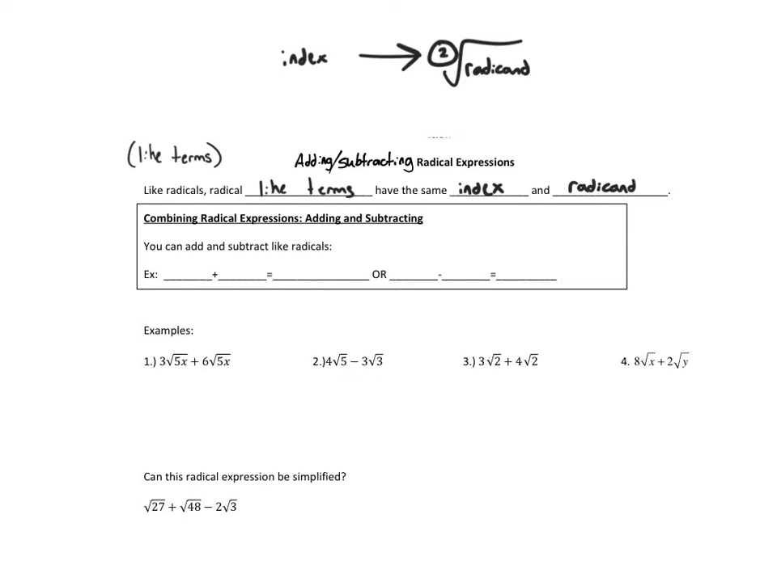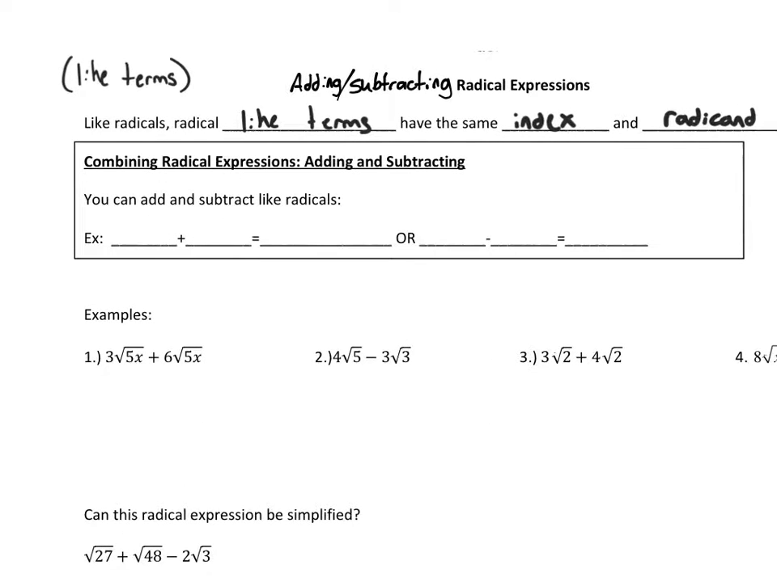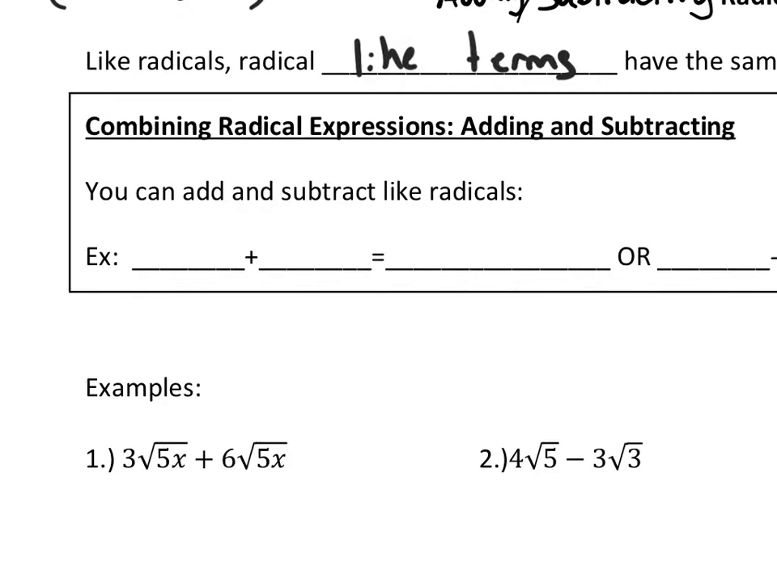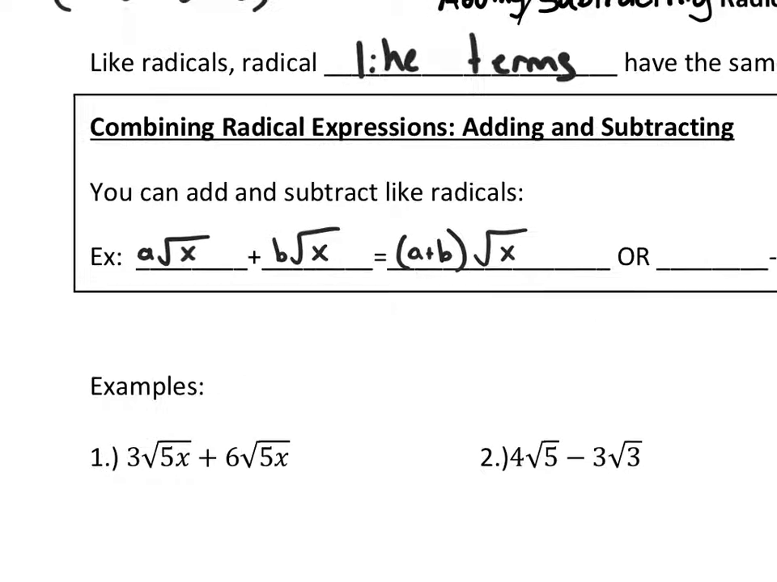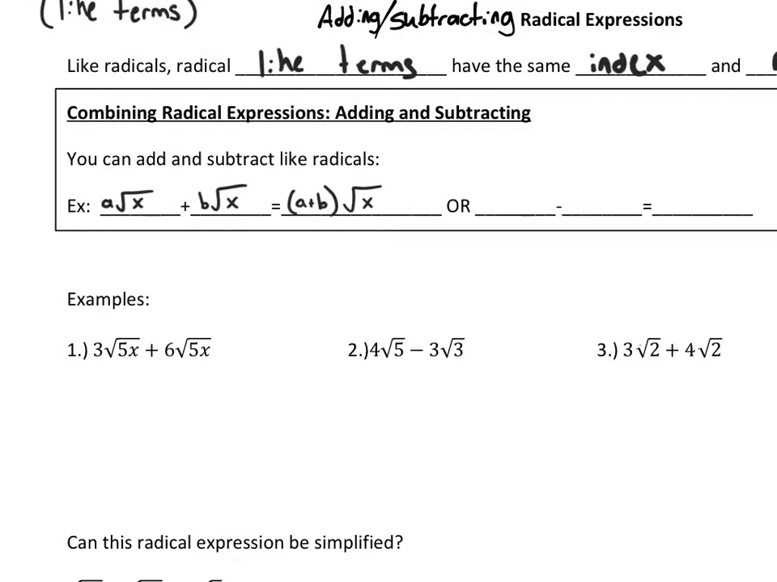So what that's going to mean is something like this. If we've got some amount of, let's just say, square root of x, plus some amount of the same square root of x, what's really going to be happening is that we're going to add those a and b terms together and leave the x the way it was. And same thing when we're working with subtraction.